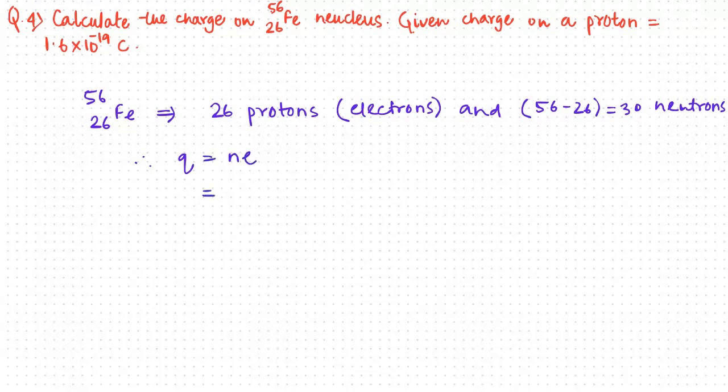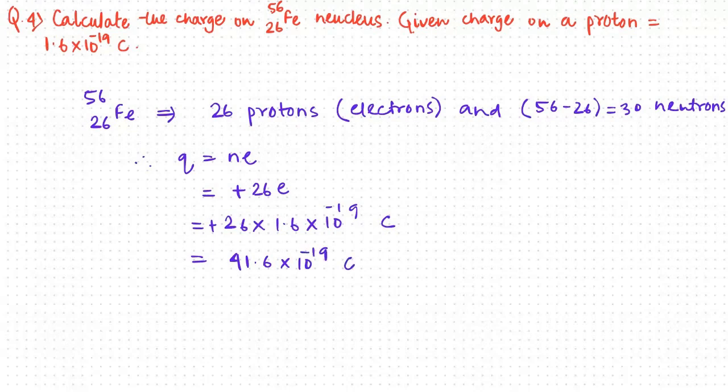So that means it is plus 26E. So now just substitute the value of E here, which is plus 26 into 1.6 into 10 to the power minus 19 coulomb, which is equal to 41.6 into 10 to the power minus 19 coulomb. This is our answer. So the total charge on 26Fe56 nucleus is 41.6 into 10 to the power minus 19 coulomb.